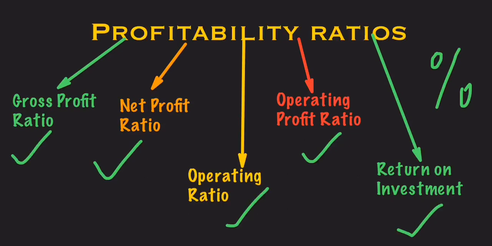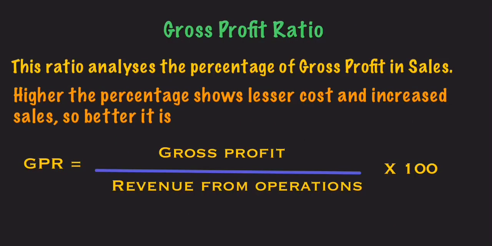Okay, now coming to the next one. The formula of gross profit ratio will be gross profit upon revenue from operation, which means sales, into 100. Gross profit upon RFO into 100. So that is the formula of the gross profit ratio.